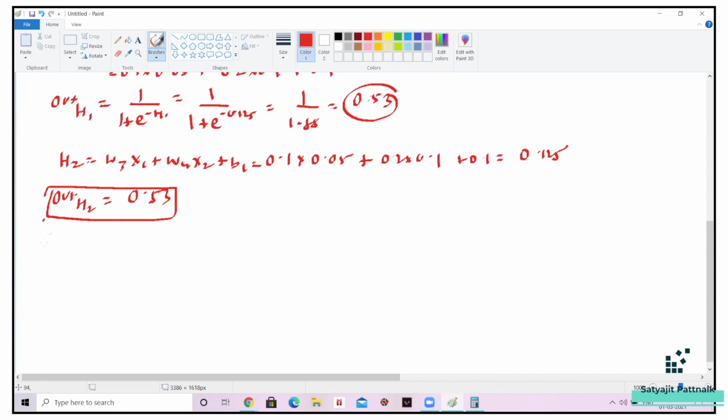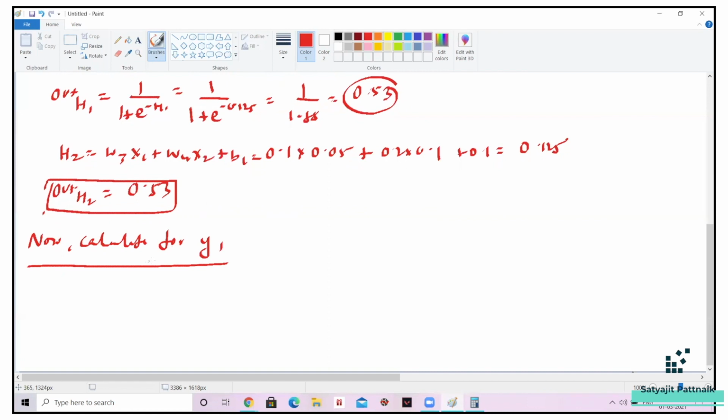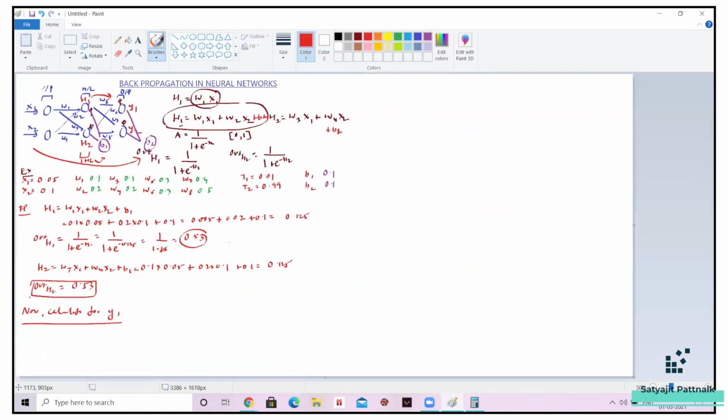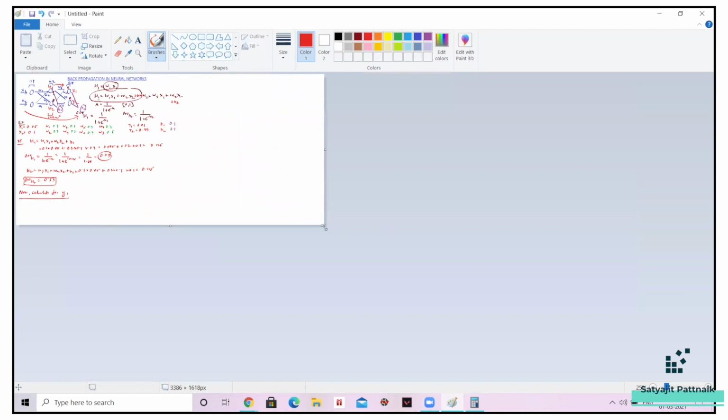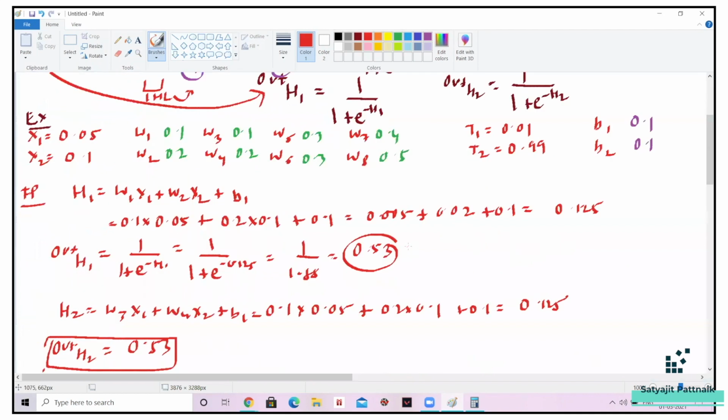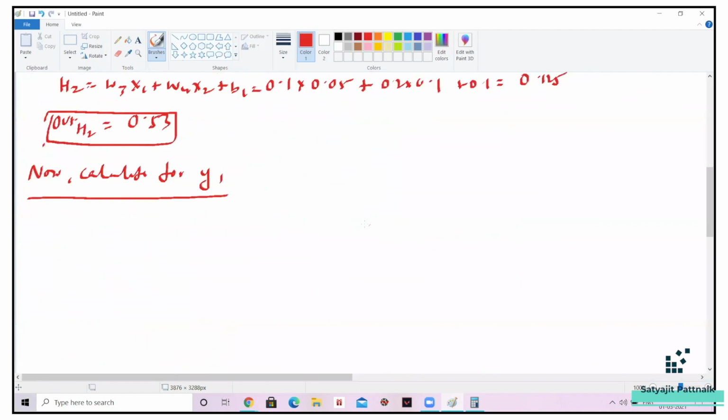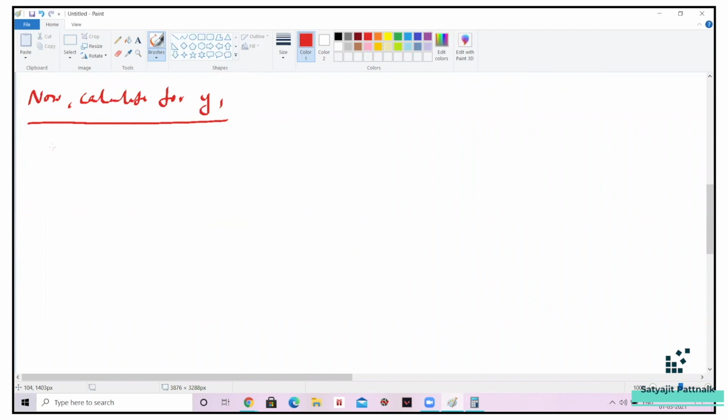After that, we'll move to the next step and calculate Y1. So what is Y1? Let me just zoom out so that you can check everything. In case the video is a bit fast, you can just pause and take a look at it. Okay, I'll just expand it. Now let's calculate Y1.